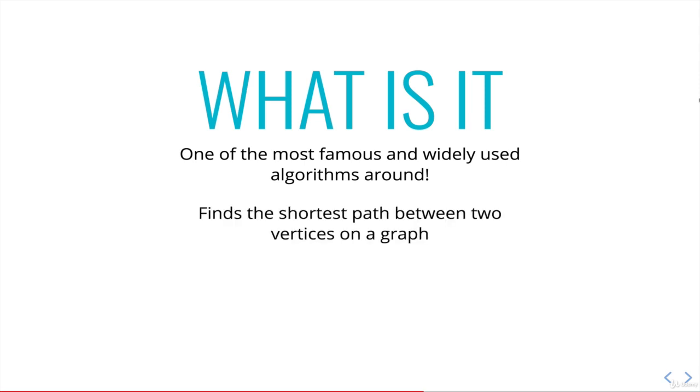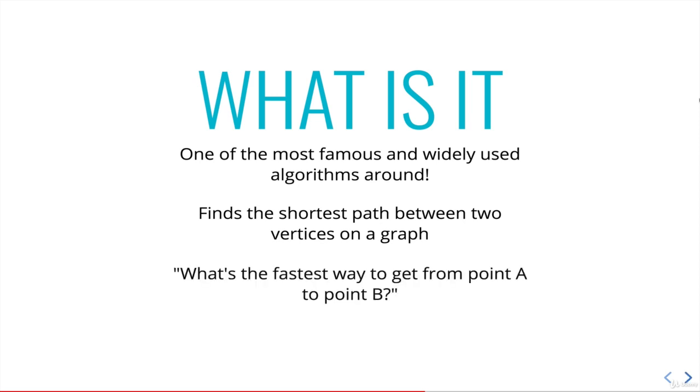But what it does primarily is it finds the shortest path between two vertices on a graph. So if we have a graph with 10,000 different vertices, how do we get from point A to point B? What's the fastest way? There could be a billion options on a really large graph. How do we calculate the shortest one? So that's the problem that Dijkstra's algorithm solves, hence the name Dijkstra's shortest path algorithm.